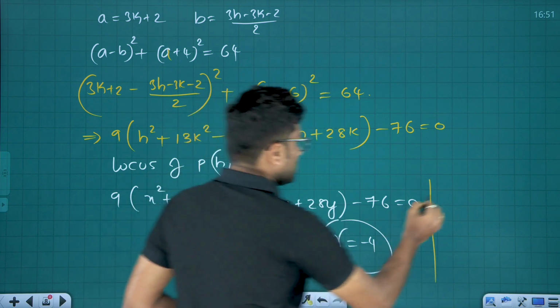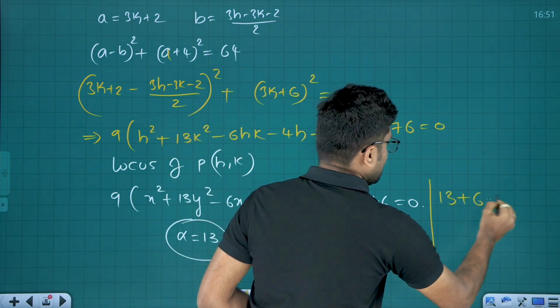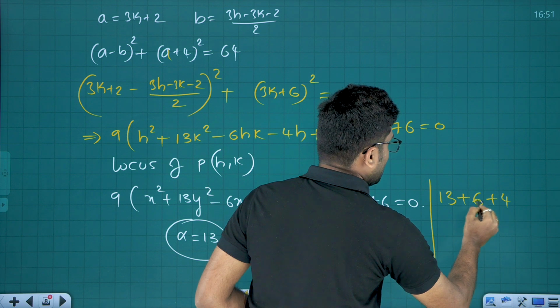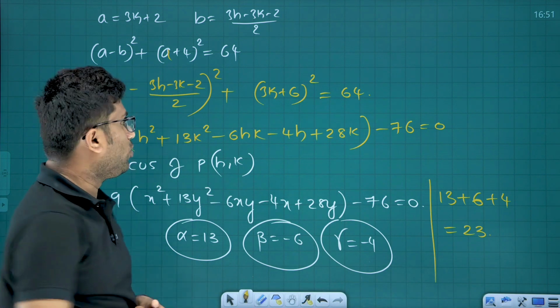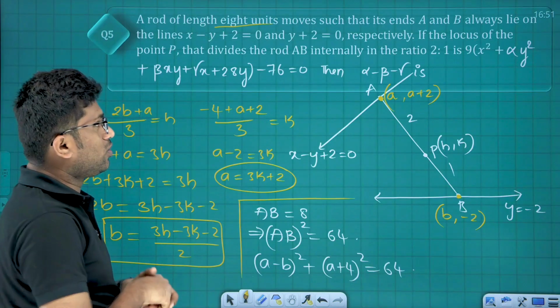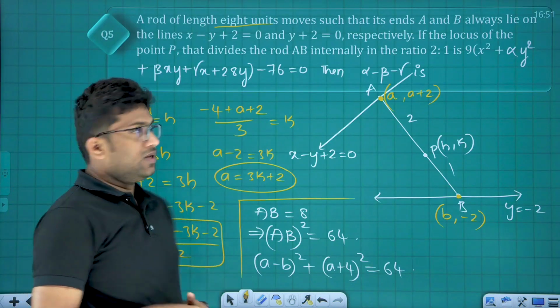Alpha minus beta is 13 plus 6 plus 4. 6 plus 4, 10. 10 plus 13, which is equal to 23. See how easy it is. A simple question from geometry, that too from locus. Next question.